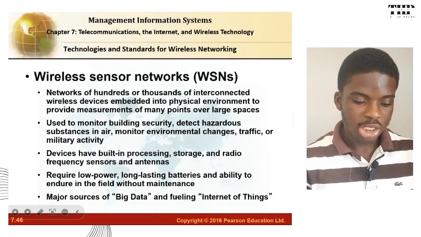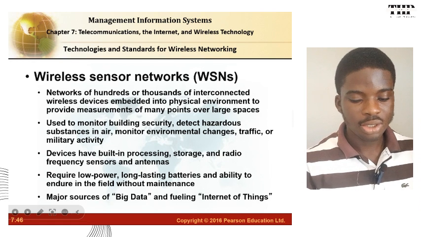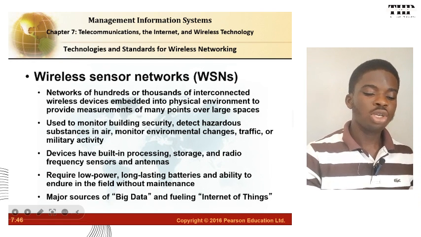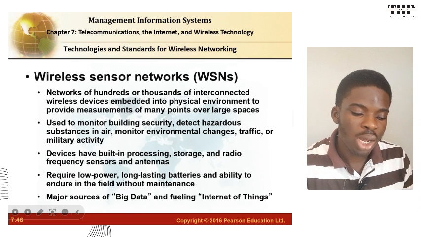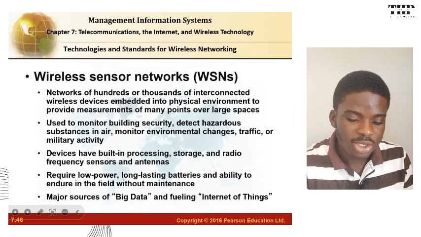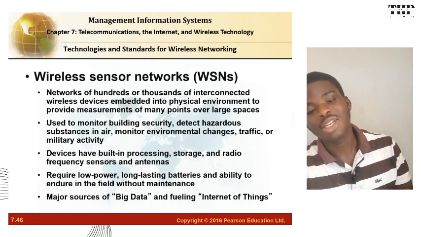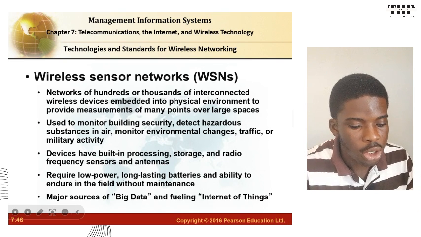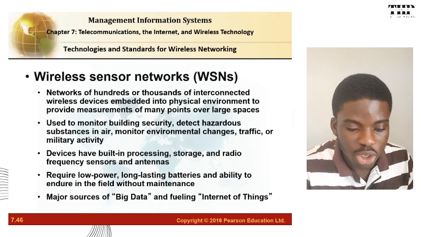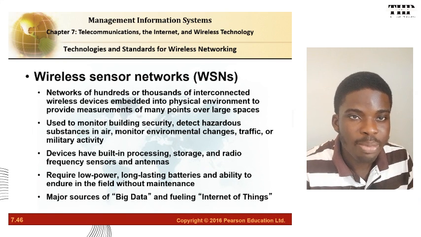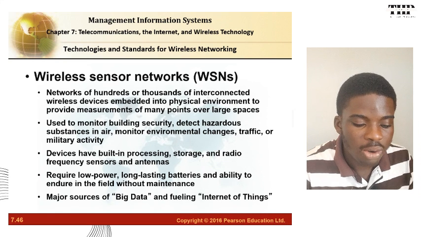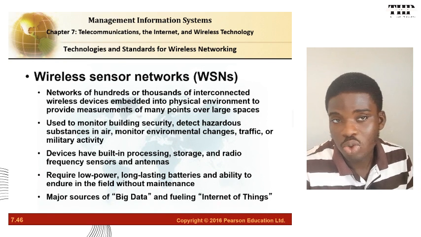So this is our next point, right? The wireless sensor networks, WSNs, right? They are networks of hundreds or thousands of interconnected wireless devices embedded into a physical environment to provide measurements of many points over large spaces, right? So wireless sensor networks. So they are networks of what? Many wireless devices, right? And these wireless devices have been embedded into a physical environment. And what they do is that they provide measurements of many points over large spaces.